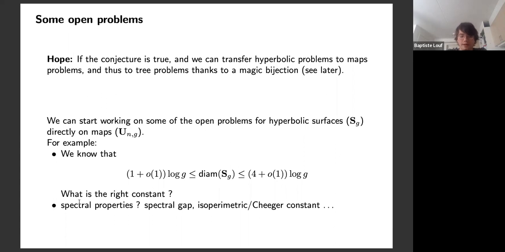And again, we can also try to understand some spectral properties like the spectral gap or the Cheeger constant of these objects. And we don't even have to wait for the conjecture to be proven to work on these problems on these models and maps.